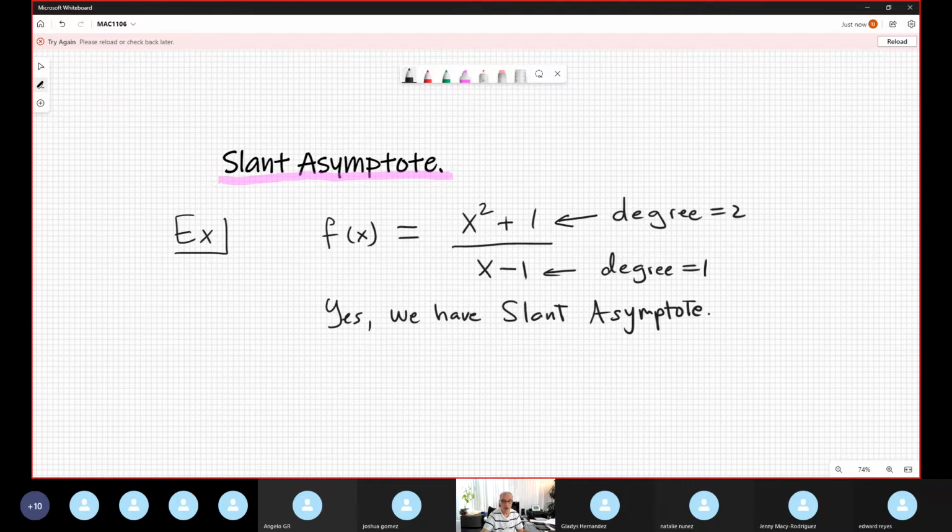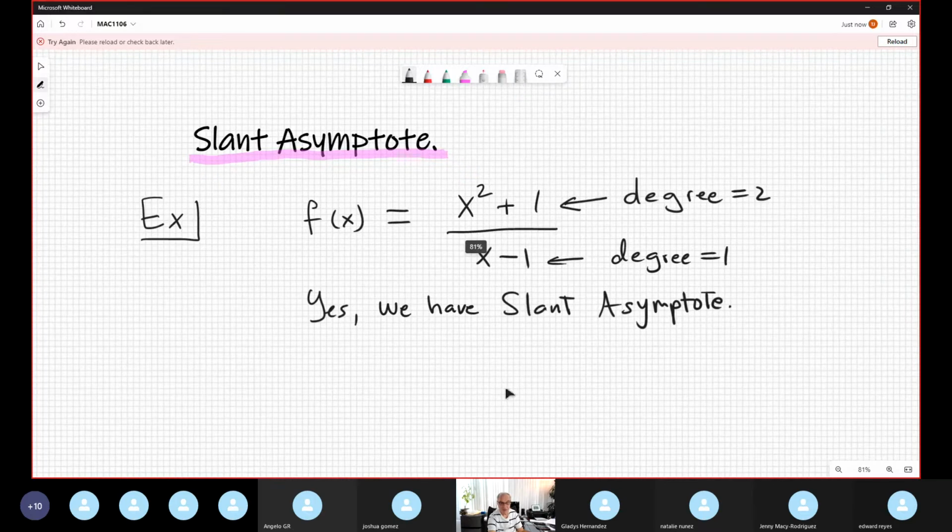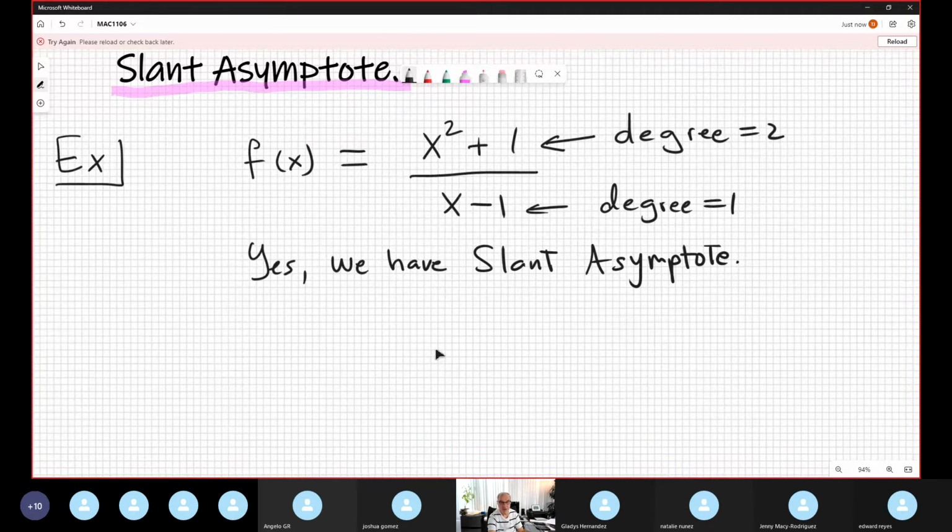Good. Now, how do you determine the slant? Okay, easy. You apply long division. You divide because the fraction we have is an improper fraction. When the degree of the numerator is bigger than the degree of the denominator, this is called an improper fraction. You need to find the proper fraction. So you divide. You are doing long division or synthetic division, the way you prefer.